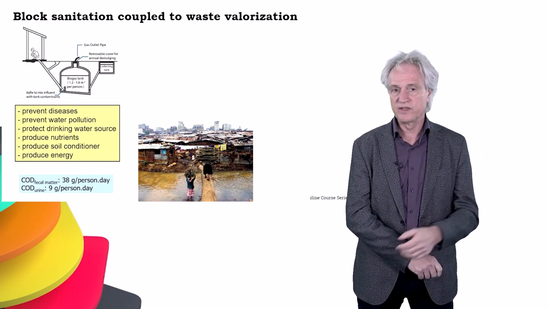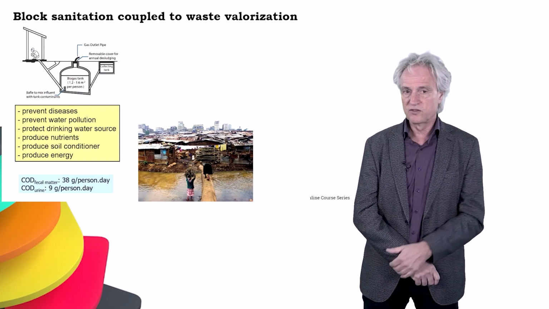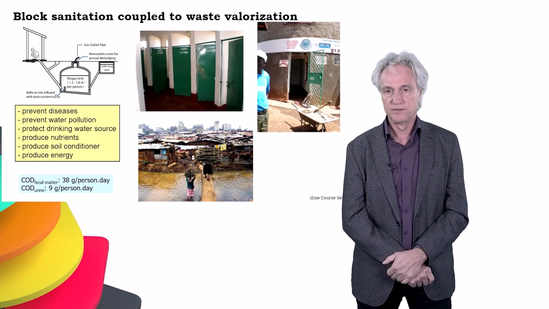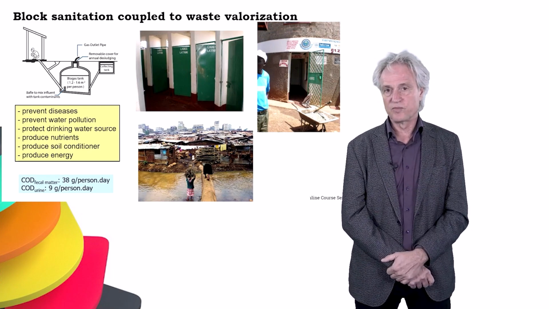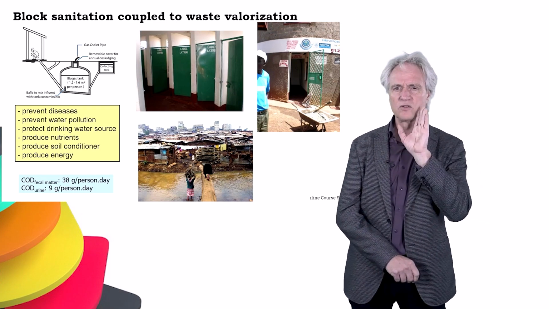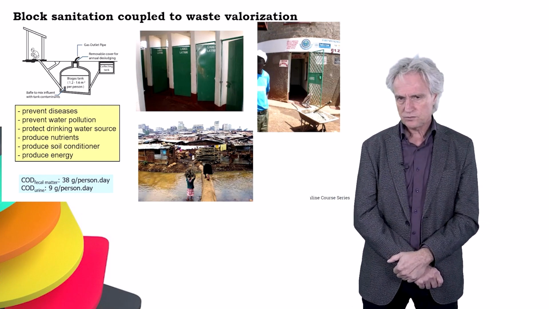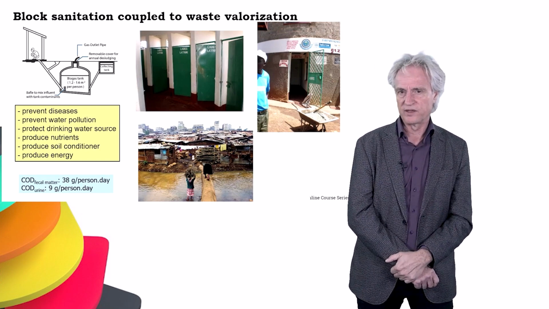The COD of the fecal matter is 38 grams per person per day, and the COD of the urine is something like 9 grams per person per day. This is an example where this is applied. This is from Kampala and this is Kenya, Nairobi, Kibera slums, where block sanitation is applied.